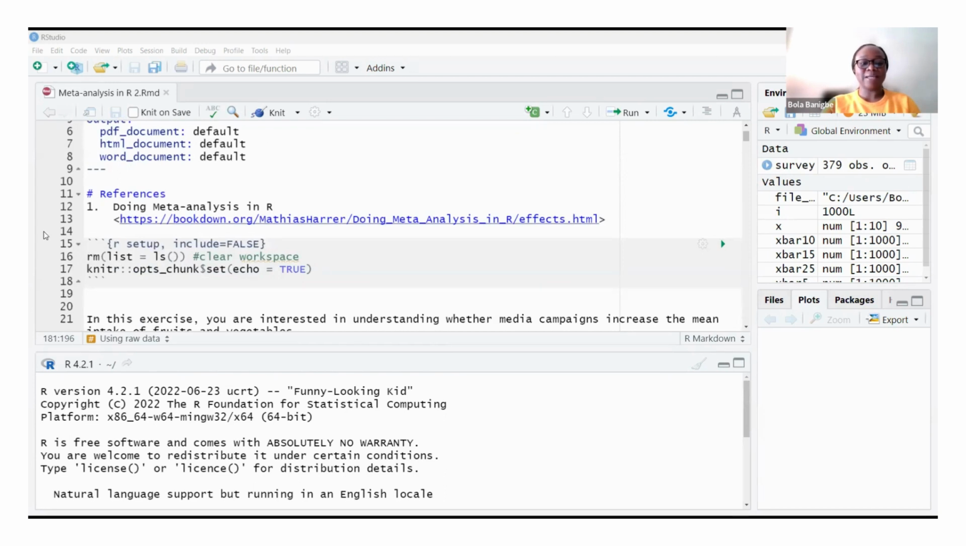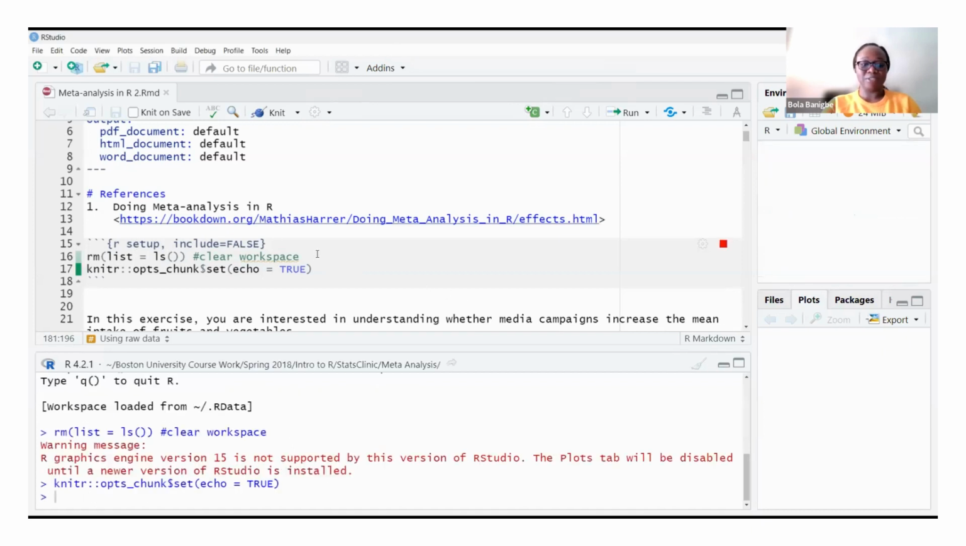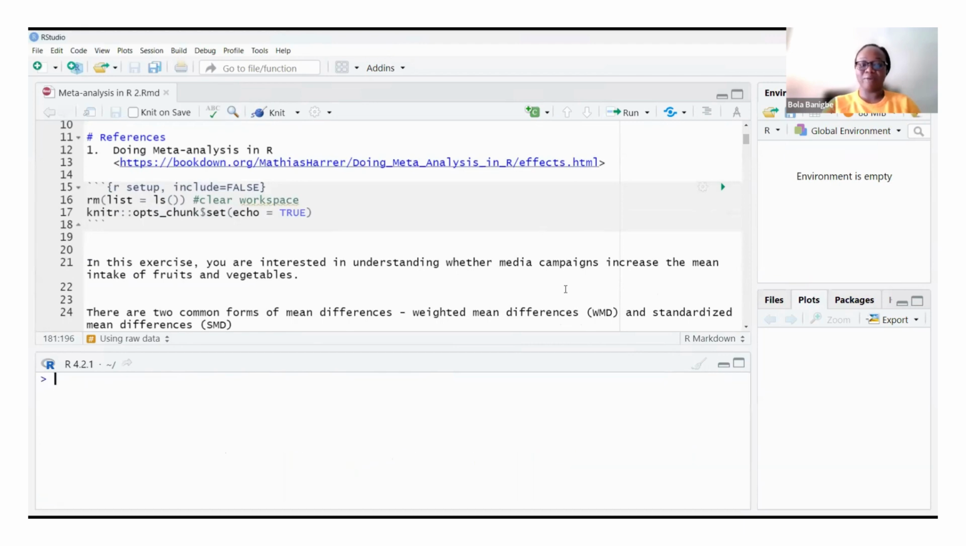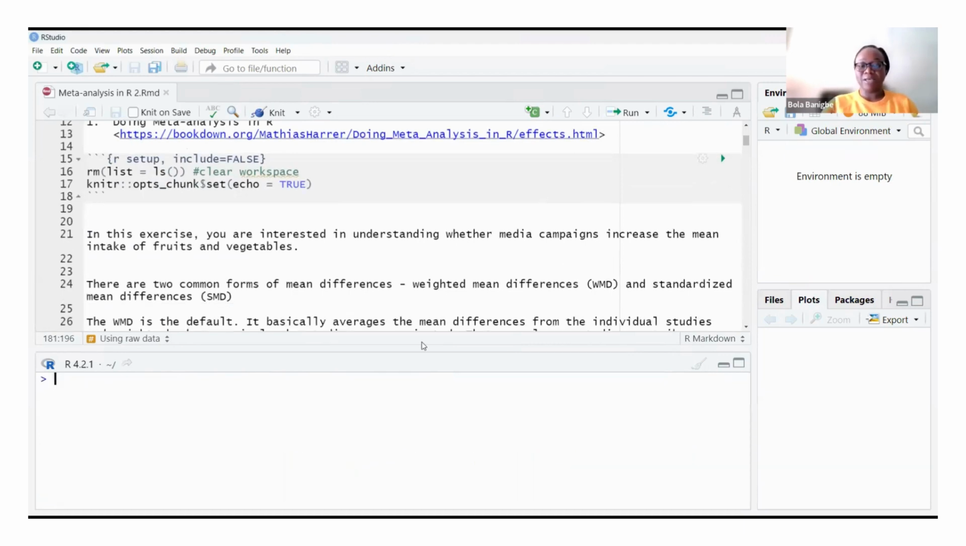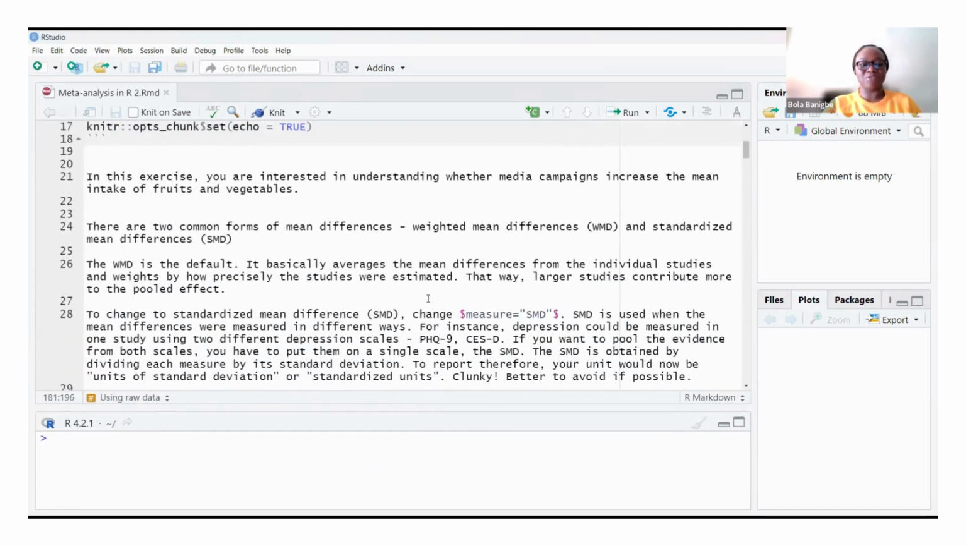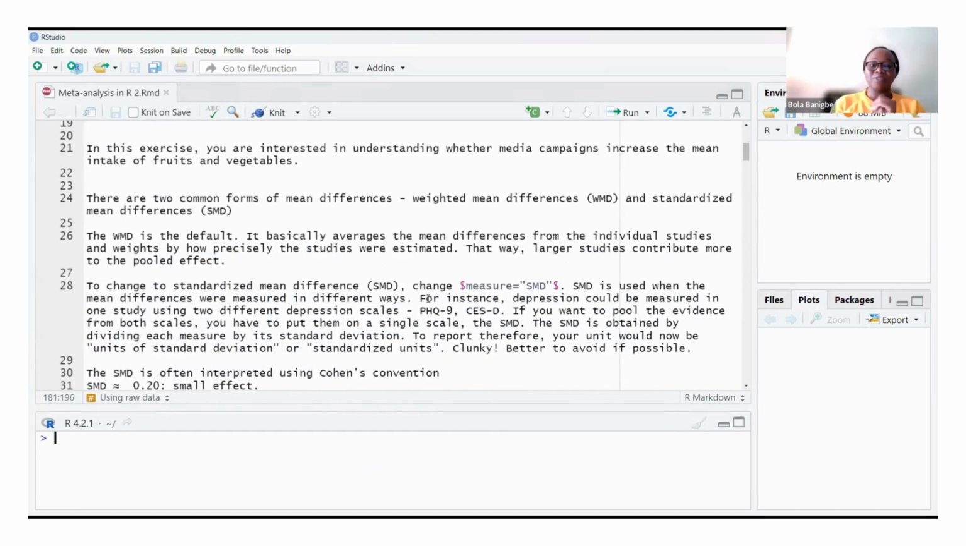So let's start by clearing your workspace. I already did that, so I'm not going to do that again. Okay, I did that again. So clear your workspace so that whatever you have in memory before now is gone, and you don't have anything potentially confusing your codes. Okay, so this is just an overview of what we're going to be doing.